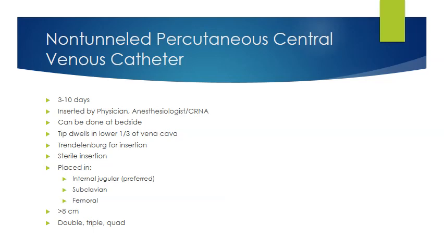They're greater than 8 centimeters in length, and you can have single, double, triple, quadruple lumens. It is a sterile procedure, just like a surgical procedure. It's sterile when you put it in. But let's go back to this Trendelenburg for a minute and get your brains going and tell me why you would want to put a patient in Trendelenburg before you inserted this line.